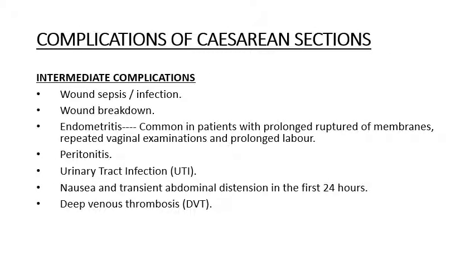Wound sepsis or infection, wound breakdown, endometritis, common in patients with prolonged rupture of membrane. Normally, people said before that prolonged rupture of membrane used to be a contraindication to cesarean section, because when she has prolonged rupture of membrane and there's an infection, there's acute chorioamnionitis. You don't want to actually do cesarean section, to avoid spreading it and causing sepsis in the mother.